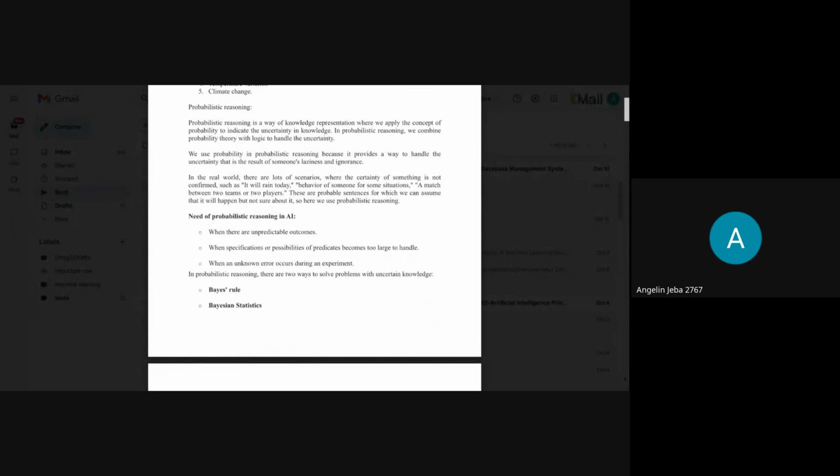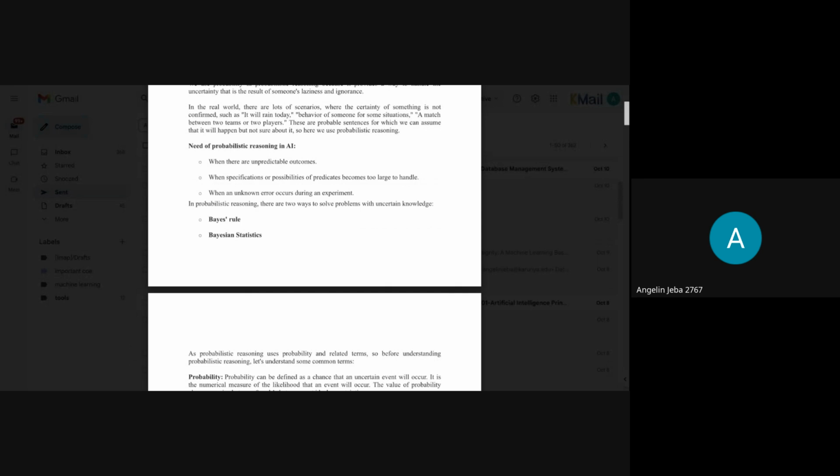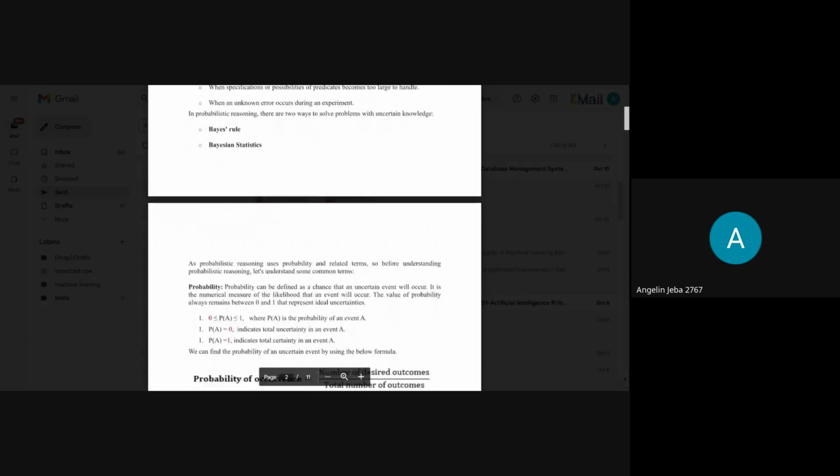So why do we go for probabilistic reasoning? When an unpredictable event occurs, when specifications or probabilities of predicates become too large to handle. That is, it's very hard to manage the resources which are available to predict the future occurrence of an event. Also, when an unknown error occurs during an experiment, we go for probabilistic reasoning. There are two ways to solve problems in uncertain knowledge: the Bayes rule and Bayesian statistics.